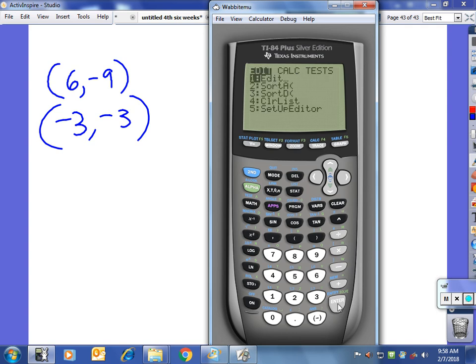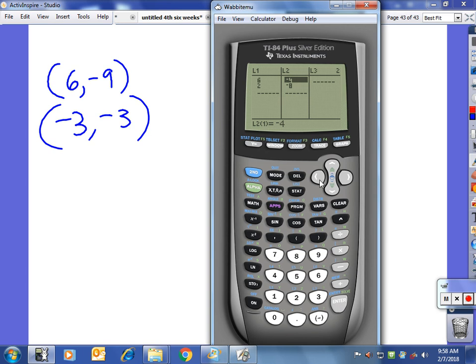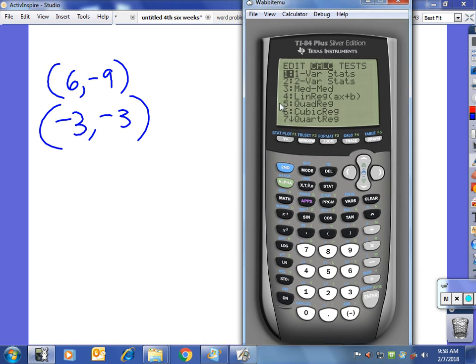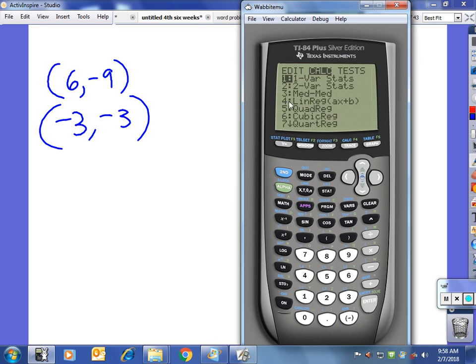So I go to stat, edit, I put in my points. Always double check yourself. Look at your points before you calculate anything. Make sure you got everything lined up right. 6, -9, -3, -3. And then what? Stat again. Calculate. Number 4. Linear regression.